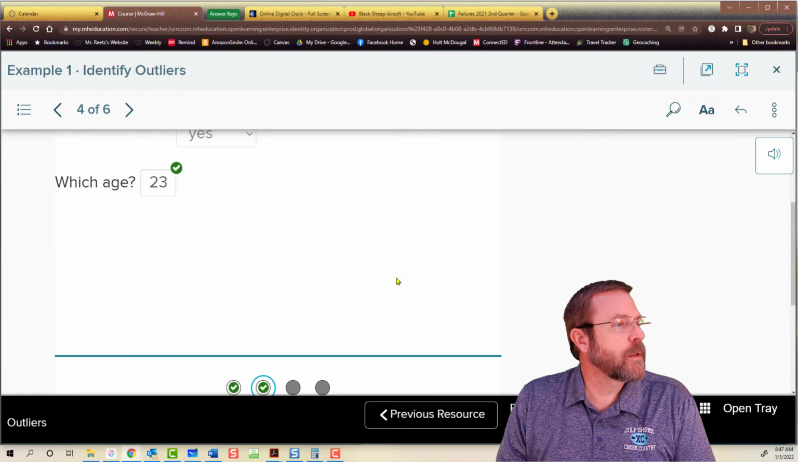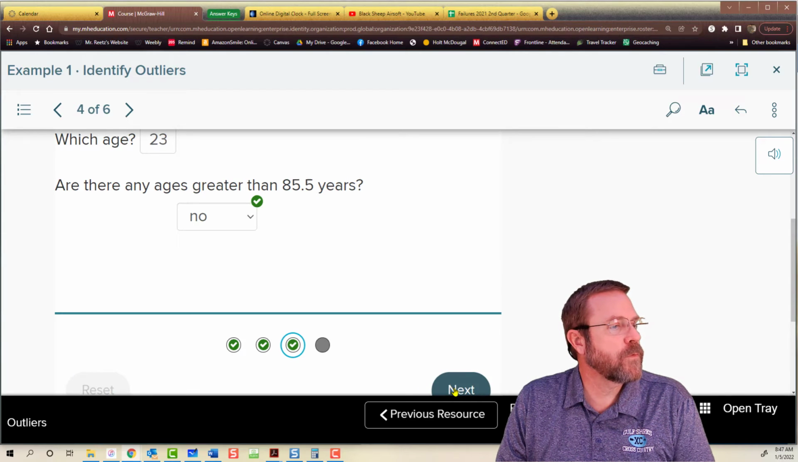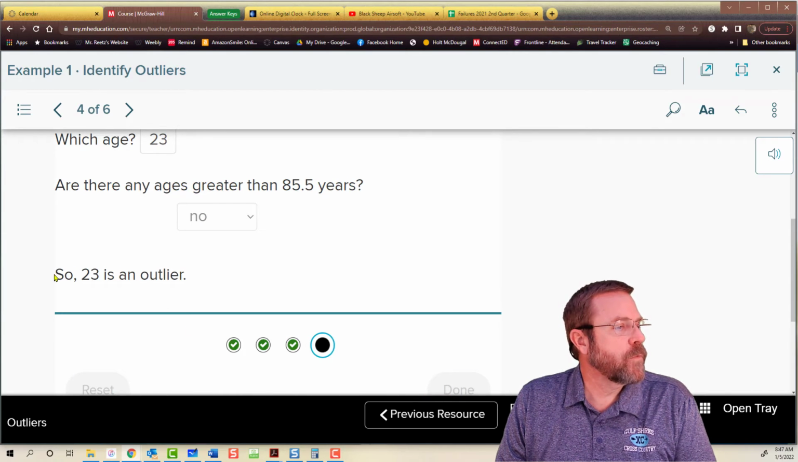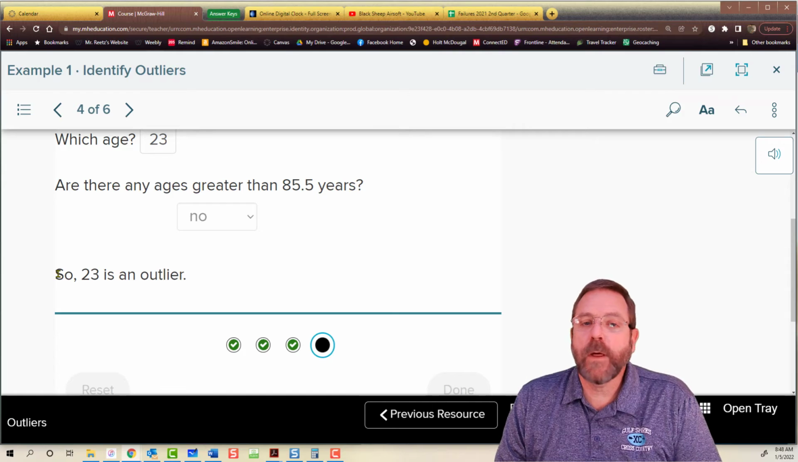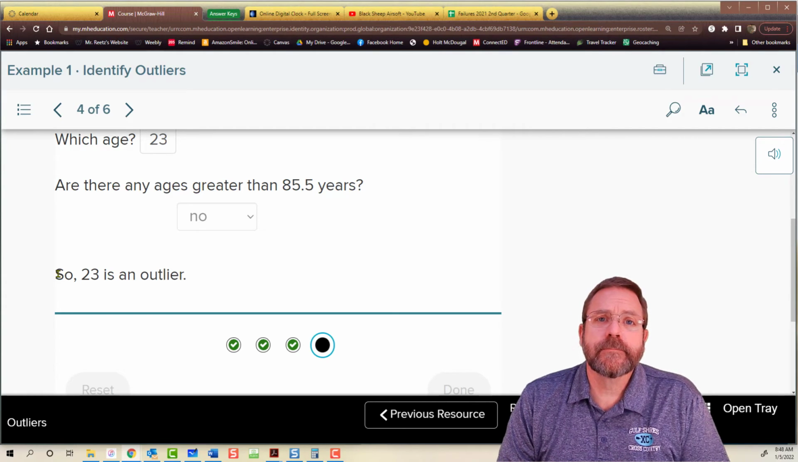And we're going to click good again. Move on to the next. Is there anyone greater than 85.5? The answer is no. And that means that 23 is going to be the outlier, and it's going to be the only outlier in this data set.